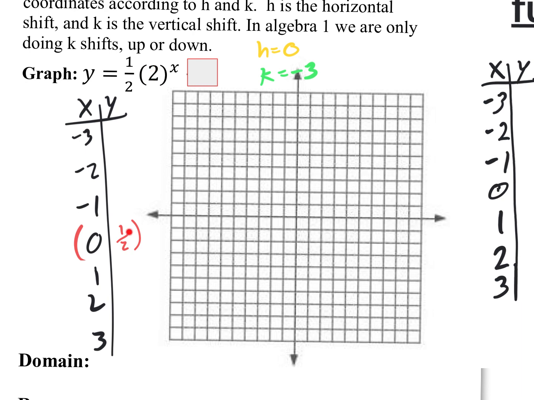So 1/2 times 2 will get us what? 1/2 times 2 is 1. And then 1 times 2 will get us what? 2. And then 2 times 2 will get us what? 4. And I could even go further, right? Put a 4 right here. And then 4 times 2 will get us what? 8.